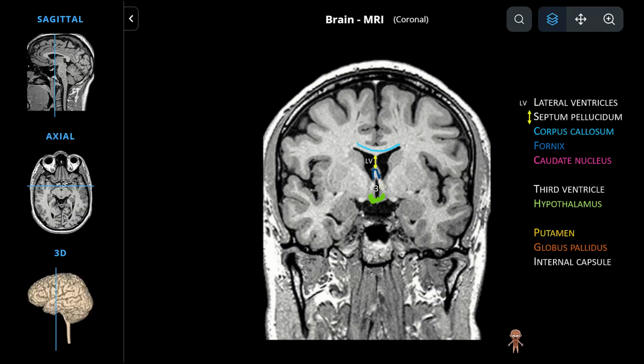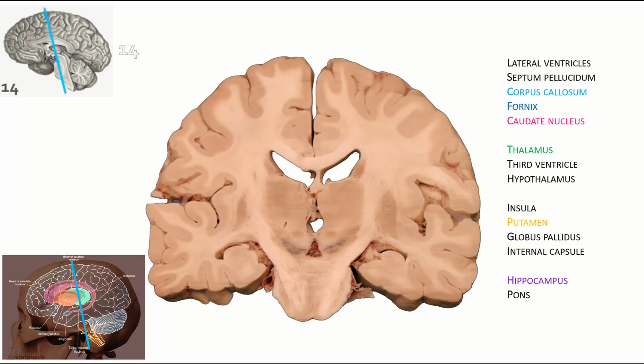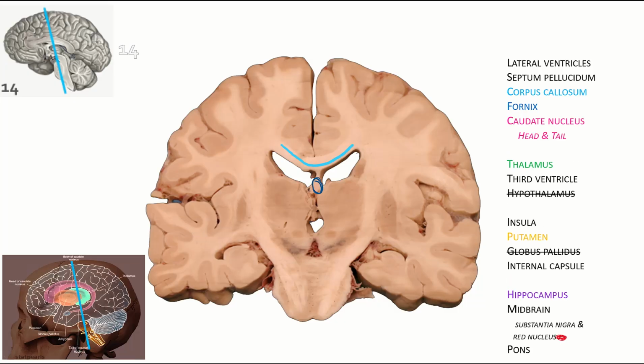So we have the corpus callosum, septum pellucidum, fornix, and the hypothalamus with the third ventricle. And now let's see that caudate nucleus. We have the putamen, globus pallidus, internal capsule. Now, even more posterior, we have the corpus callosum and fornix. We have at this point our caudate nucleus, now our head and tail.